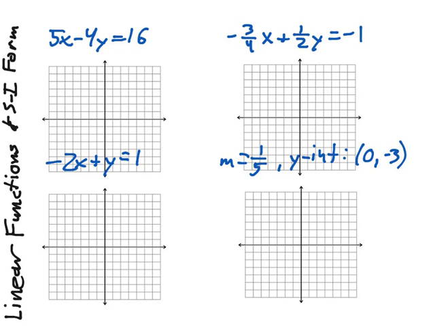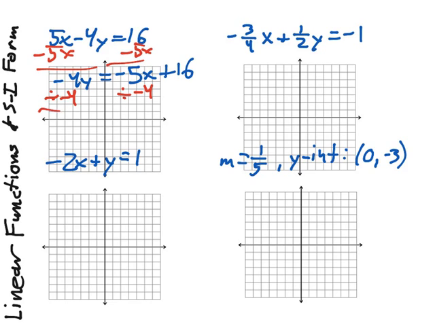Now for this first graph, our function, in order to solve it for y, we will subtract 5x from both sides of our equal sign. We have a negative 4y equals negative 5x plus 16. Then we divide by negative 4, and what we come out with is y equals 5/4 x minus 4.